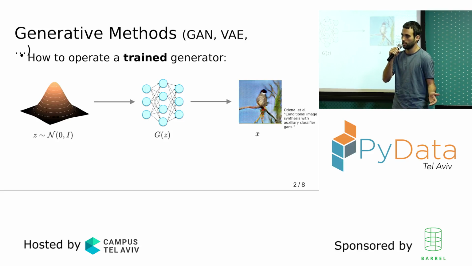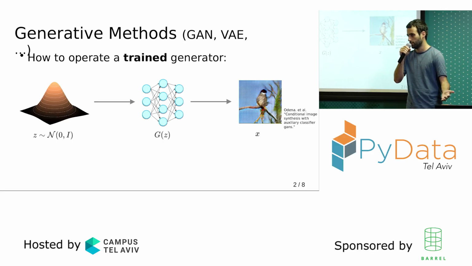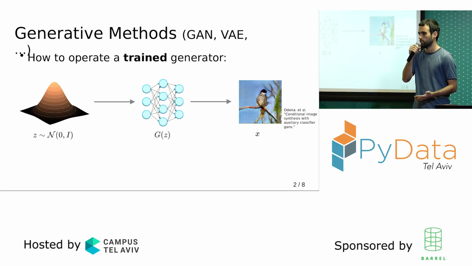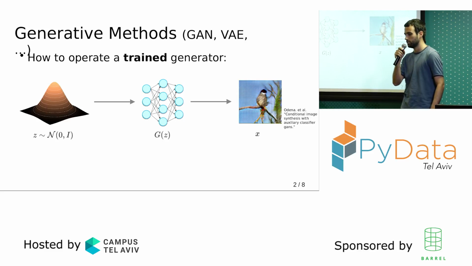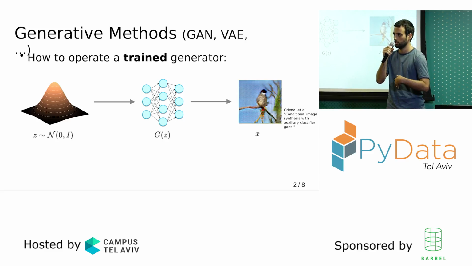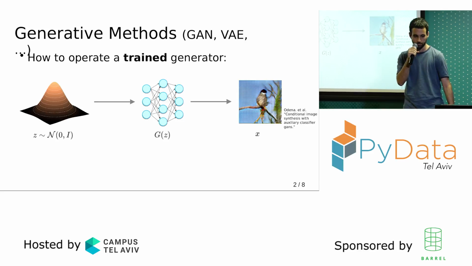If you have a trained GAN generator, all it is is just a neural network. To operate it, you need to sample a random vector, Z, feed the vector into your neural network, and then you get at the output, for example, an image. The idea here is that if you take different vectors in the input, you get different images at the output. So your generator has the capacity to generate a diversity of images.